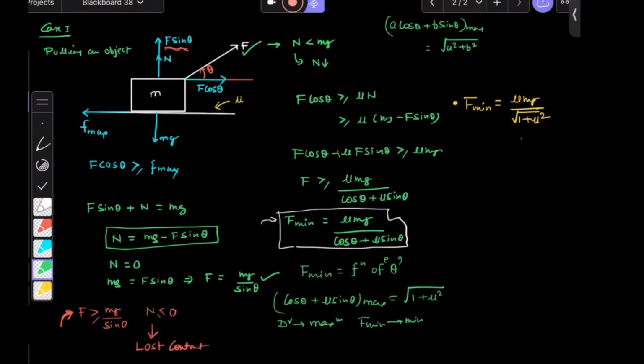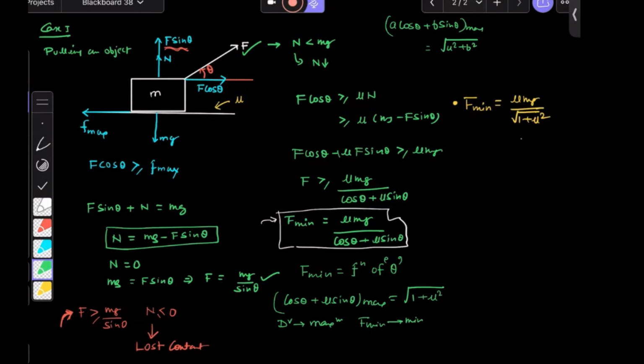Can you repeat that? F cos theta is greater than mu N? Yeah, correct. F cos theta should be more than or equal to the maximum friction force. And the maximum friction force can become mu times the normal contact force. Understood? Your N is normal contact force.